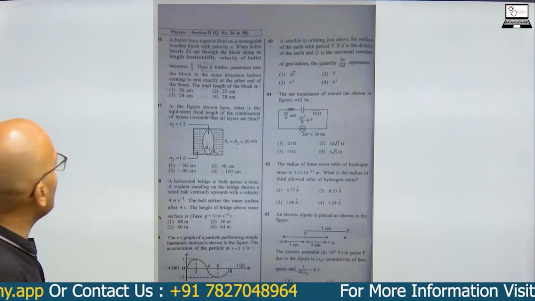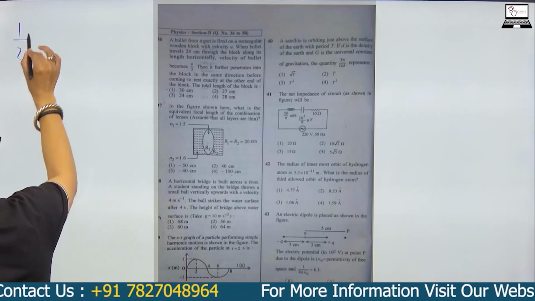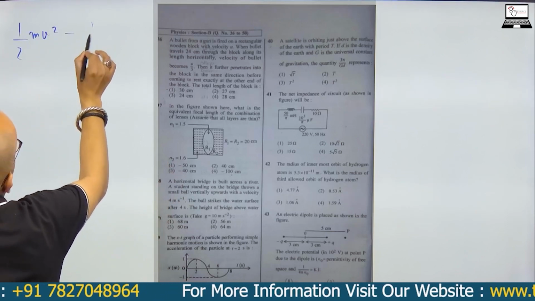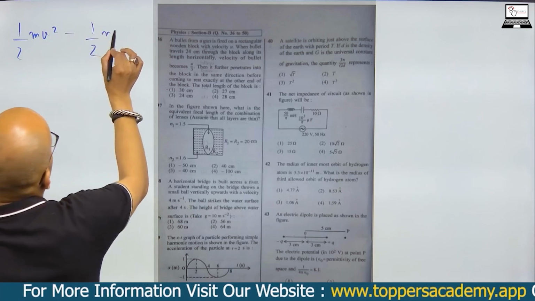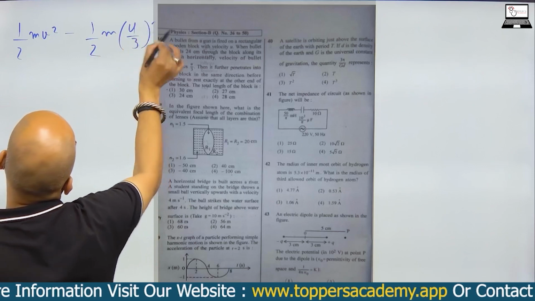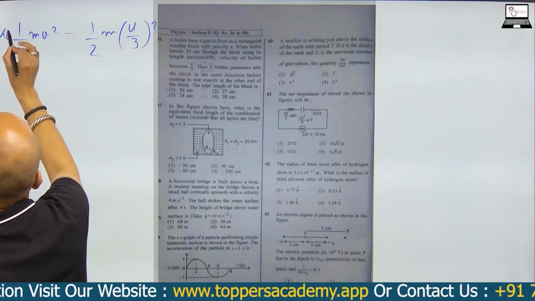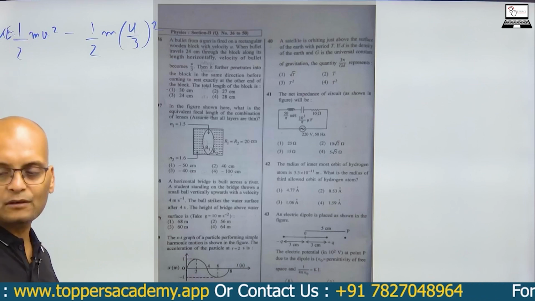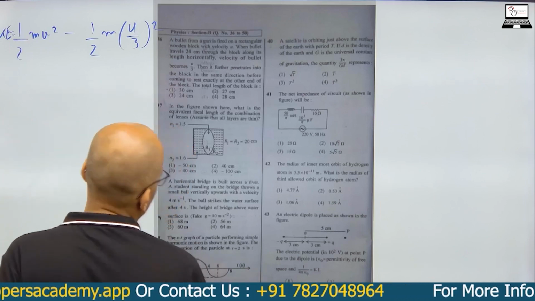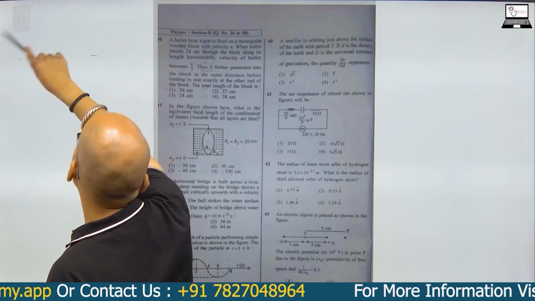Loss in kinetic energy can be calculated by half m v square minus half m initial, where initial is u by 3, so half m (u by 3) square. This is equal to the loss, that is delta KE. Calculative, nothing else. Anyway, moving on.